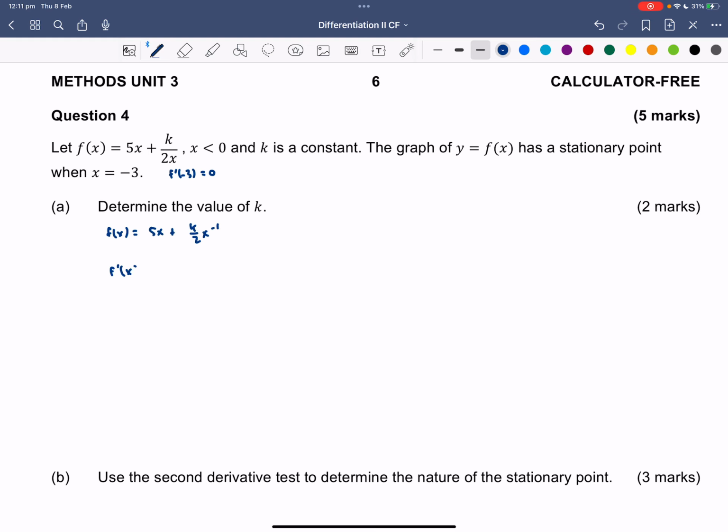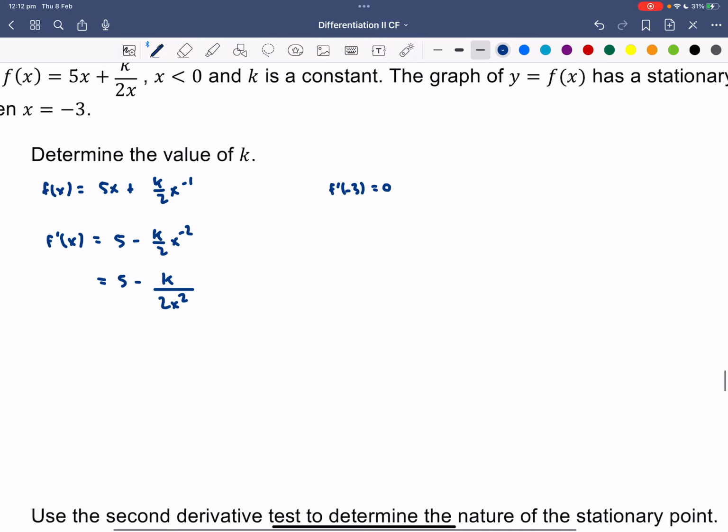All right, f dash x is 5 take k on 2x to the -2, aka 5 take k on 2x squared. And remember, we know that f dash at -3 is 0. So 0 equals, and we just have to sub -3 into here, 0 equals 5 take k on 2 times -3 squared. -3 just crosses out, so it's just 9. 9 and 9 just crosses out, so we basically have, where did my k go?